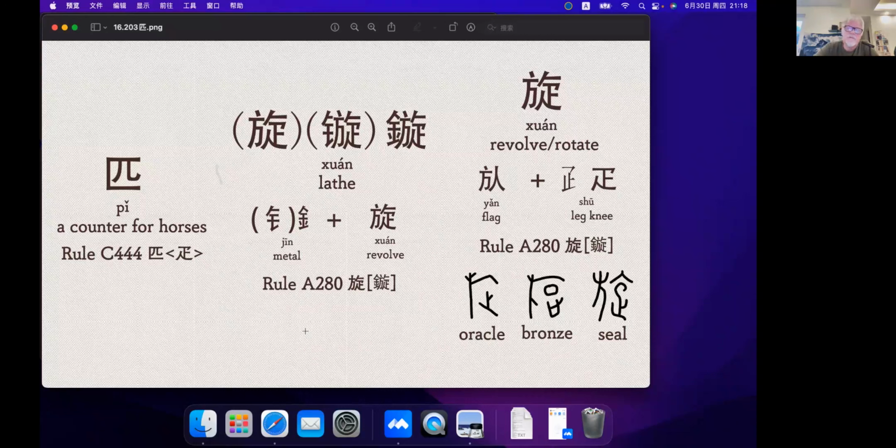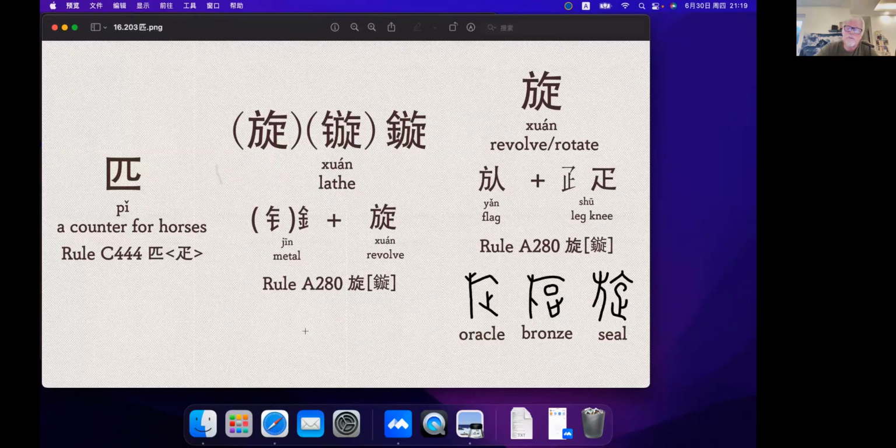Usually when you see a Feng on the left hand side, it's part of the radical, it's part of the component. But if you see this thing on top, there's a character called Yan, and you see the Feng and that thing on the upper right hand corner, that's one character. That character is pronounced Yan, and it means flag.